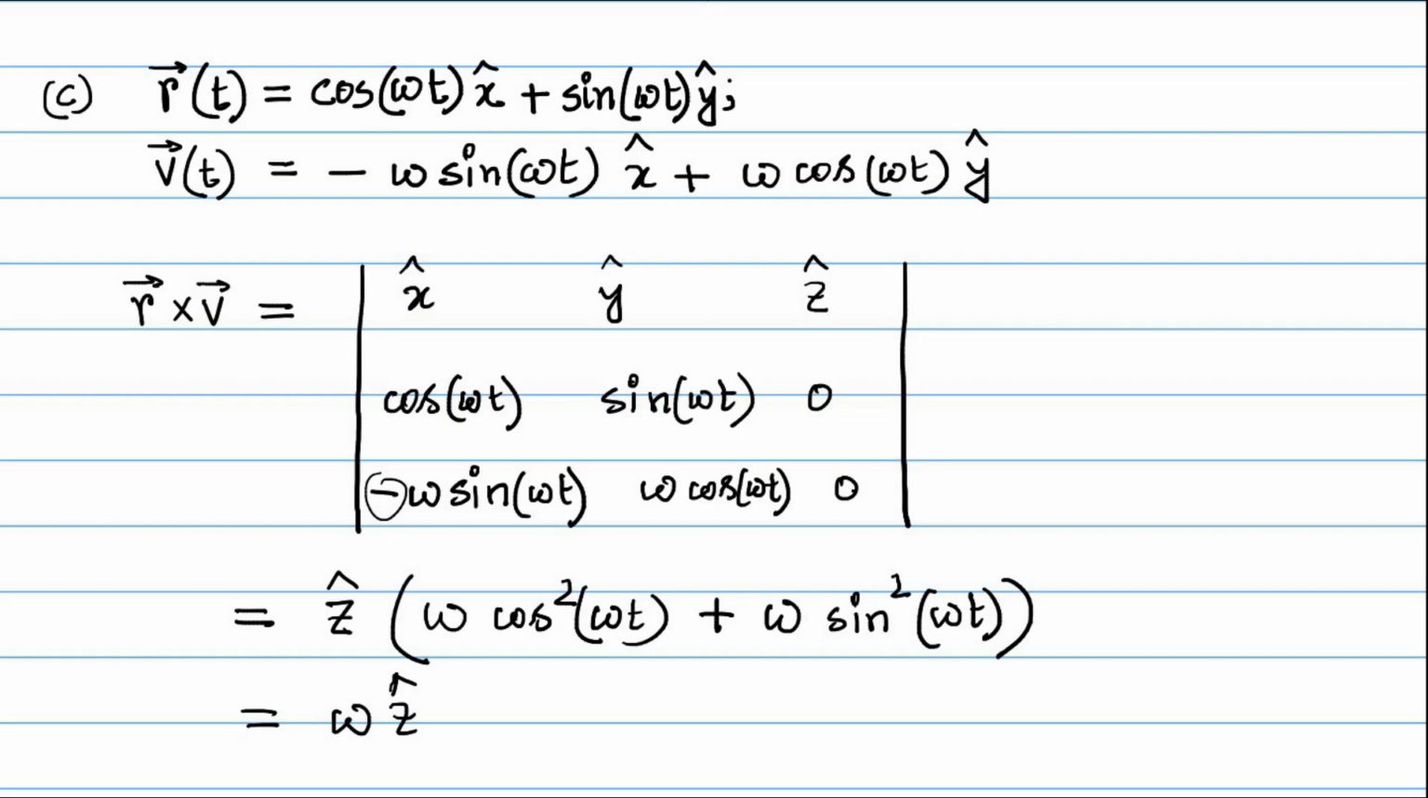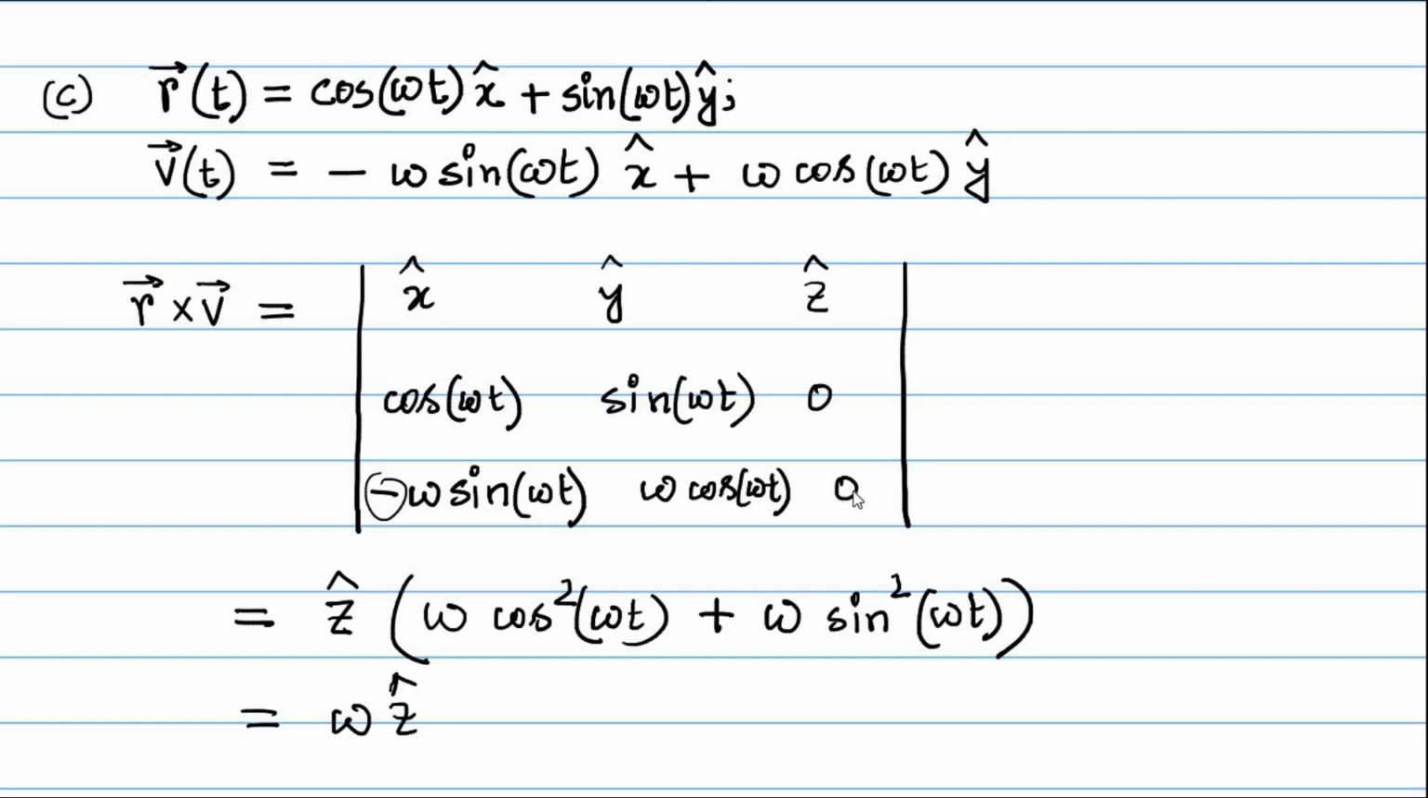This is the result, and omega is a constant. And remember, the Cartesian coordinate z hat is also a constant, so the whole thing is a constant vector. And this is another property of the constant circular motion.